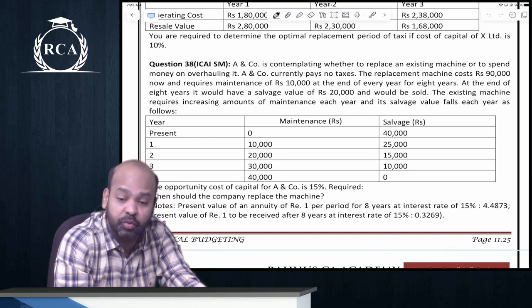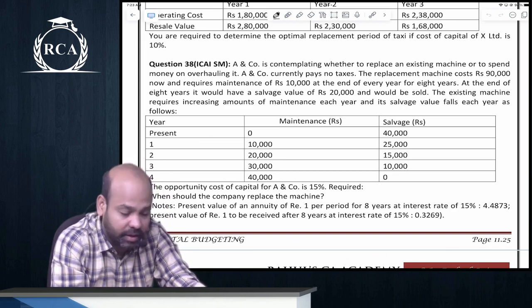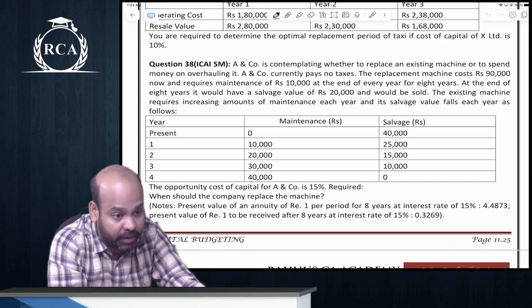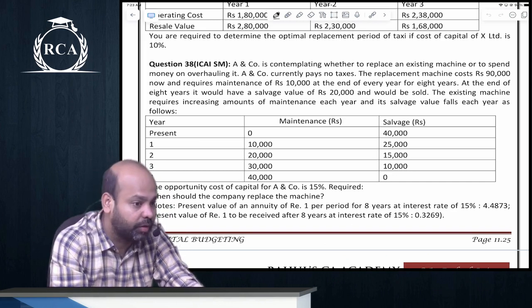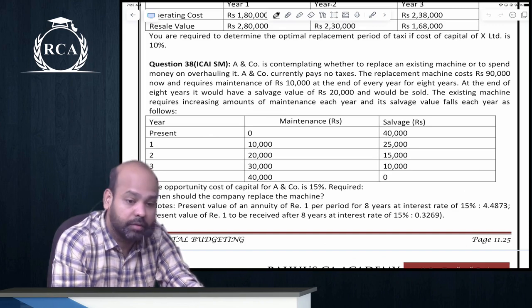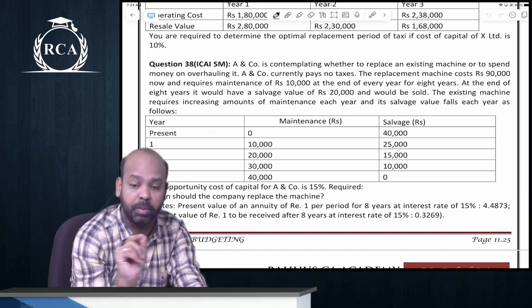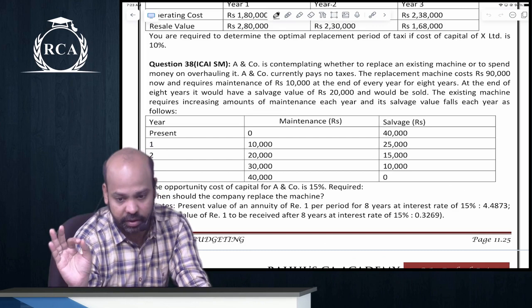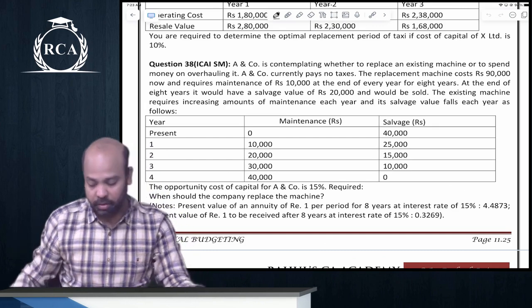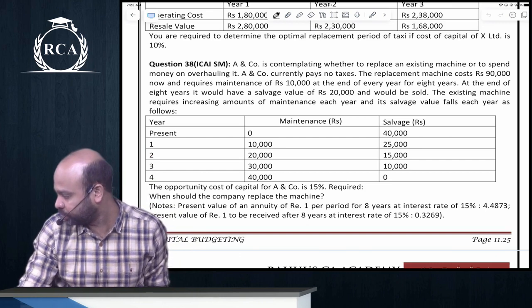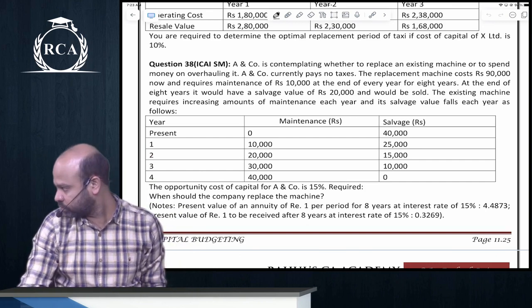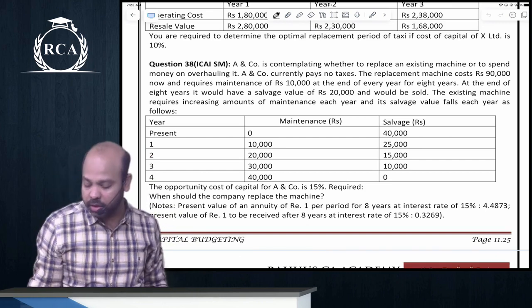So what are the options to be compared, guys? Should we use the existing asset for a couple of years and then replace it, or should we replace it immediately? This is what we are comparing. Okay? For this, we are not deciding the optimum replacement cycle of the new asset. Is that clear? Write that down first so that there is no confusion later. Online students, I hope it is clear. Question 38, guys. Write down.